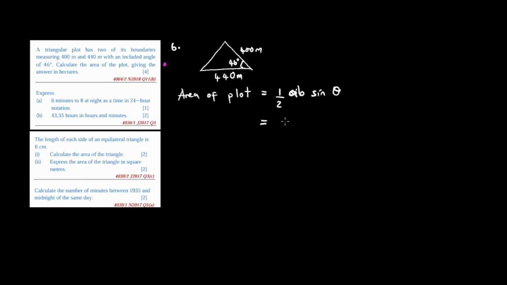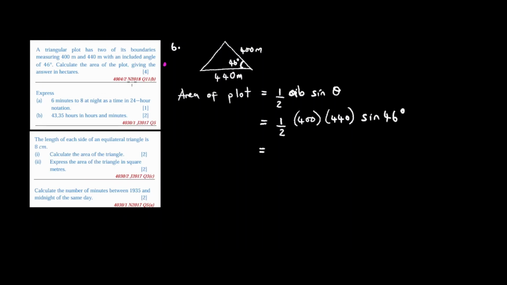So this is going to be equal to half of A, which is 400, B is 440. In particular order, you can say A is 440, B is 400. You just have to know that A and B should be the lines that enclose this angle. So it's half of 400, 440, sine of 46 degrees.